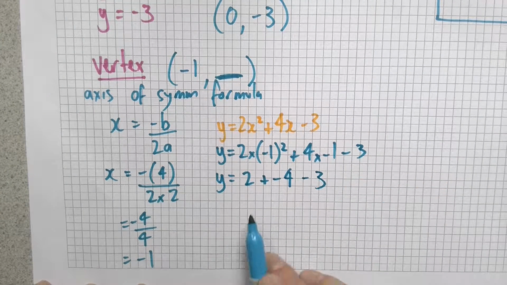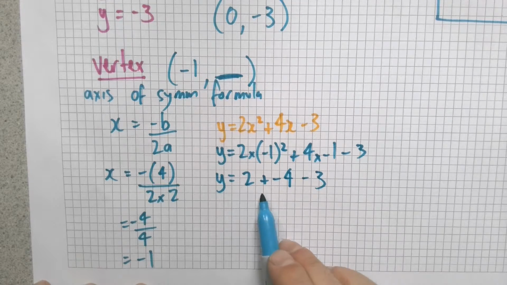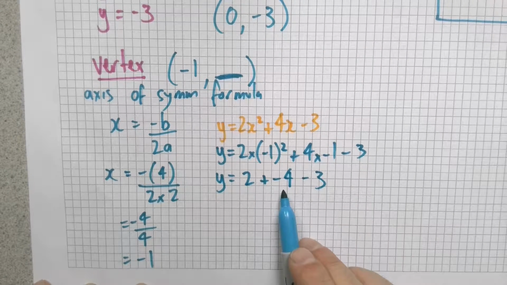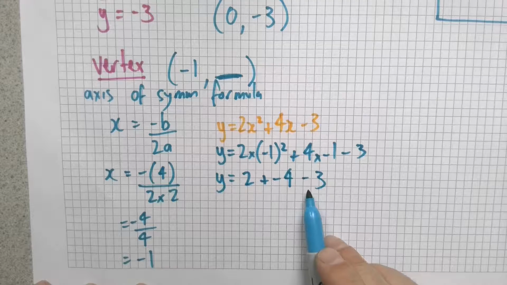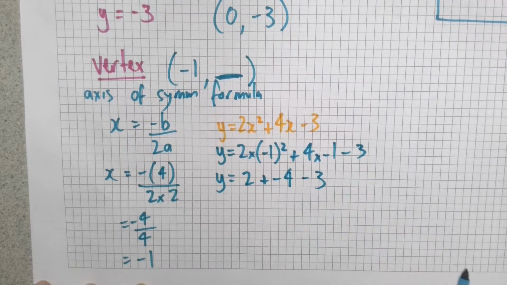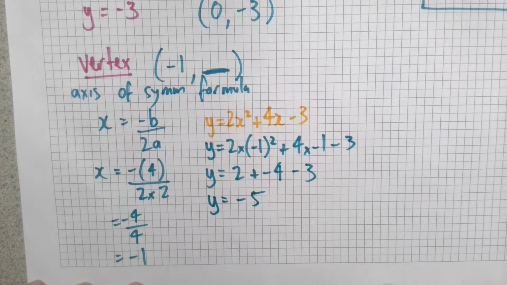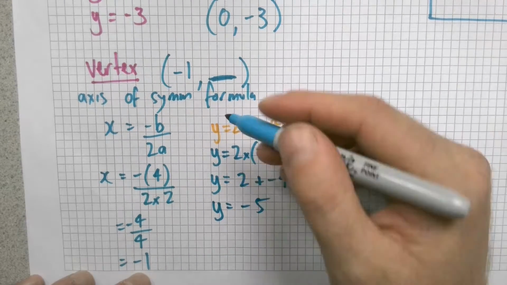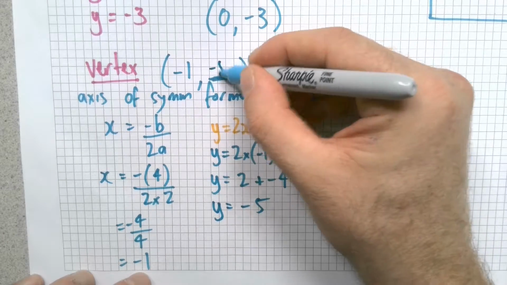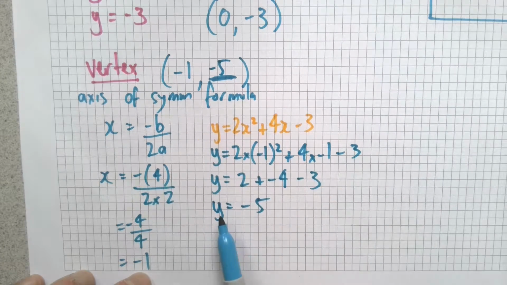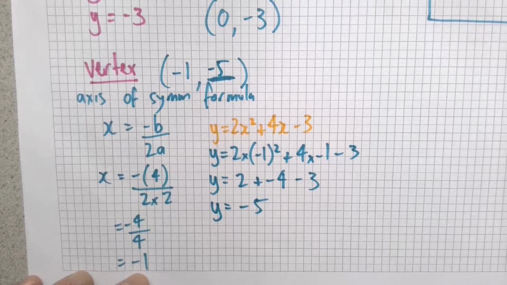Okay, now we just simply work left to right, so 2 take 4 is minus 2, take 3 is minus 5, so y is equal to minus 5, giving me a set of coordinates for the vertex of minus 1, minus 5. So when x is minus 1, y is minus 5.